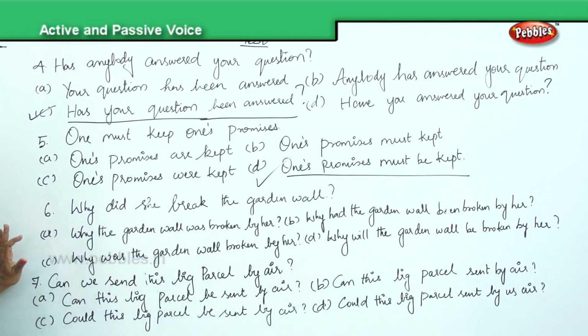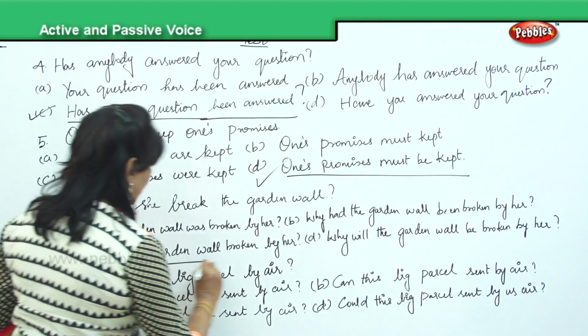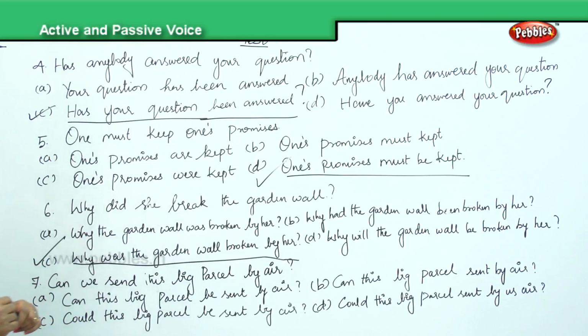So, which is the right option? Why was the garden wall broken by her? This is simple past tense. Okay. Next one.